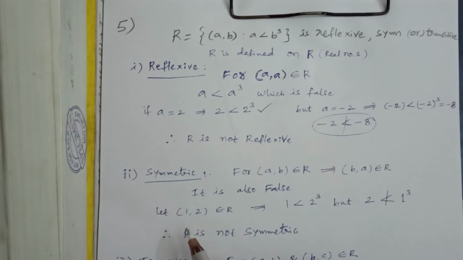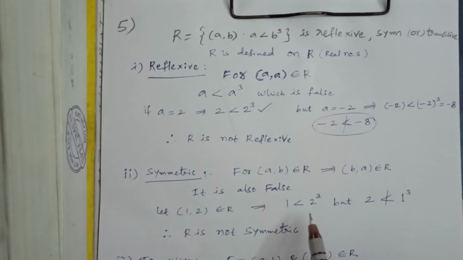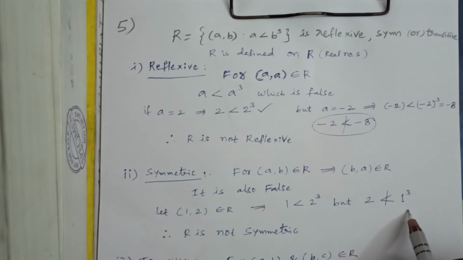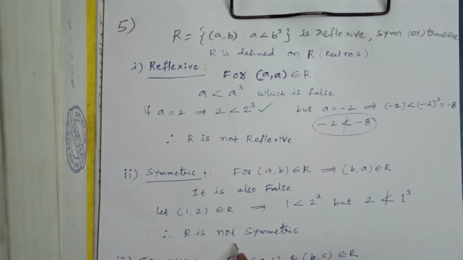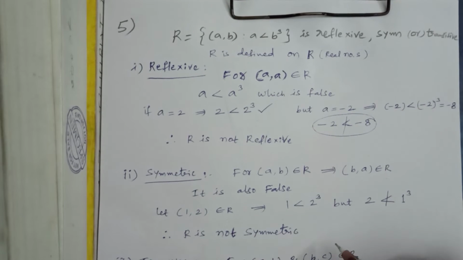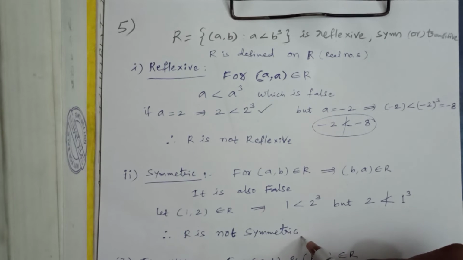So now let us take (1, 2) belongs to R. Why am I taking (1, 2)? Because 1 less than 2 cube, 1 less than 8, left to right it is satisfying. That's why I can take (1, 2). After that, what is your duty to check? We have to check whether (2, 1) also belongs to R or not. Check 2 less than 1 cube. No, that's enough to say it is not symmetric. One reason is enough. It is not satisfying. Clear? So R is not symmetric.